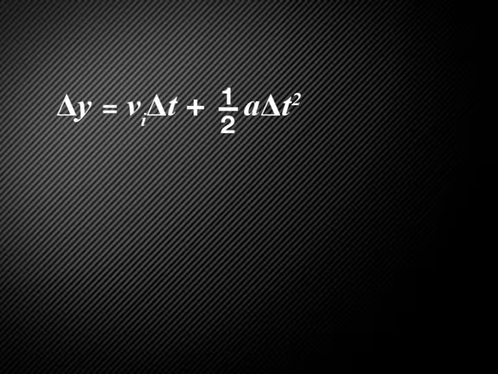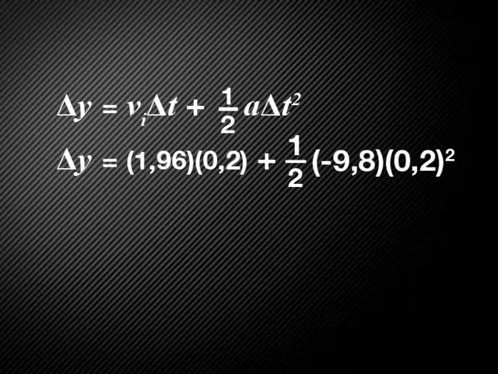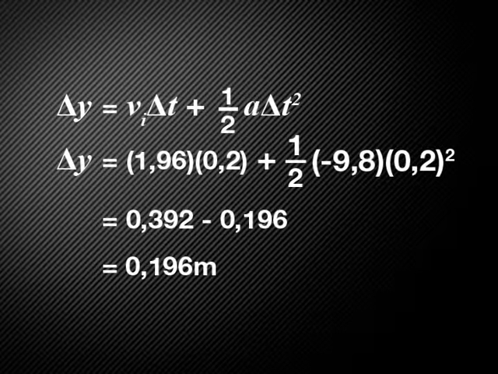First, we substitute in what we know. The change in displacement is equal to 1.96 times 0.2 plus half times negative 9.8 times 0.2 squared. Therefore, change in displacement is equal to 0.392 minus 0.196, which means that the change in displacement is 0.196.